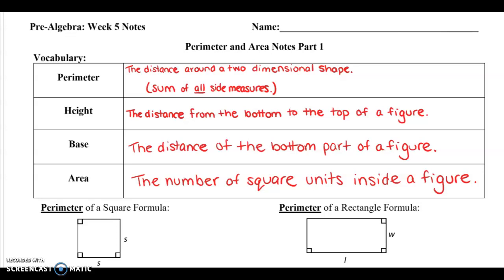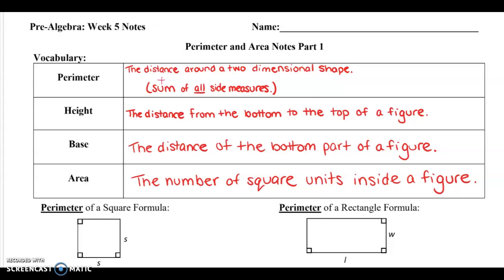So take a moment, pause the video if you need to, and fill out the definition for the perimeter, the height, the base, and the area. So the perimeter is the distance around a two-dimensional shape. So you're going to sum, or in other words, add up all of the different sides.